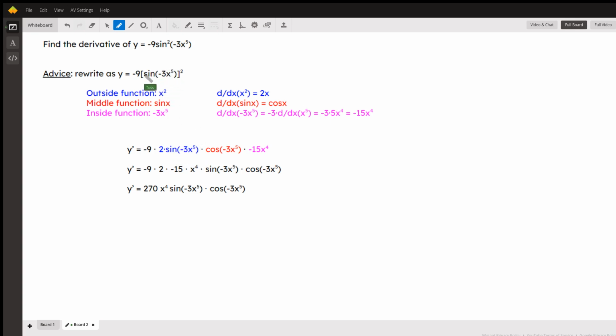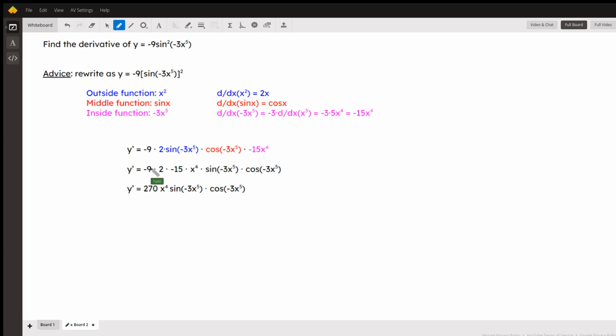The middle, sine of stuff. The derivative of sine is cosine, so the derivative of sine of all of this would be cosine of all of that. Cosine of -3x to the fifth. And then the derivative on the very inside, the derivative of -3x to the fifth, would be -15x to the fourth. So this right here is the right answer, but it's nice to clean it up.